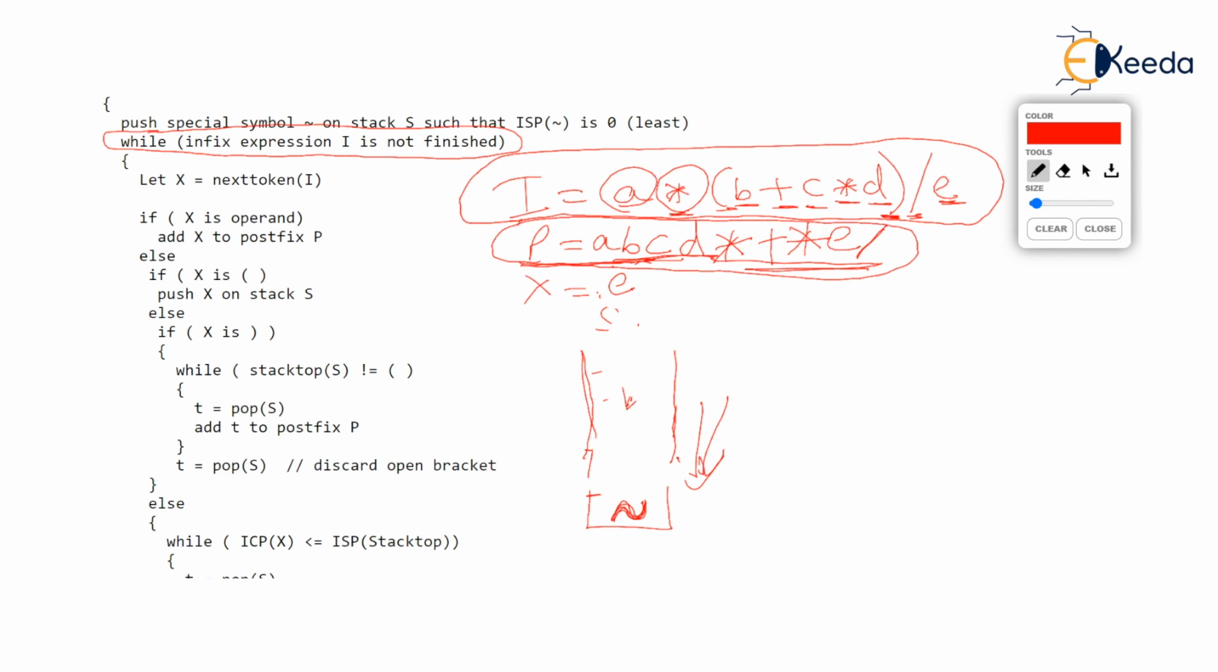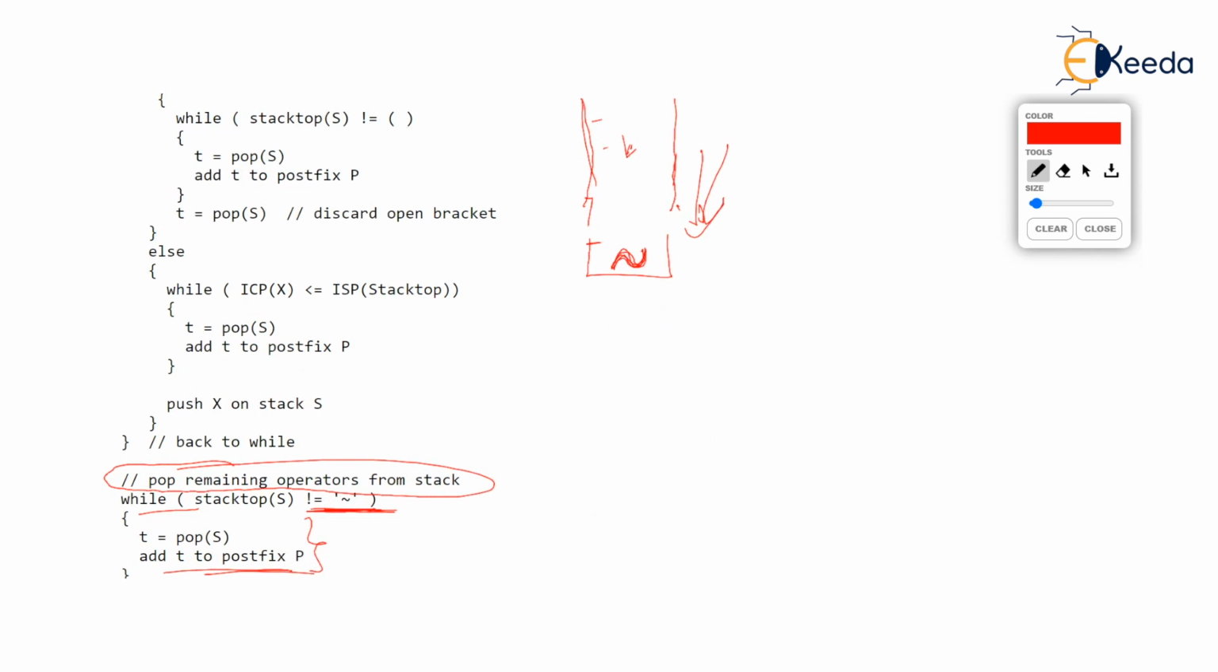Now, the operator case over here, check this operator case, says that whenever you get an operator, surely the operator must be pushed on the stack. Check this push operation. Operator must be pushed. So push X on S. But before you push that operator, check the incoming priority of the operator. X is the incoming operator. If it is less than or equal to the in-stack operator, then pop the in-stack operator and add that in-stack operator to postfix, and repeat this.